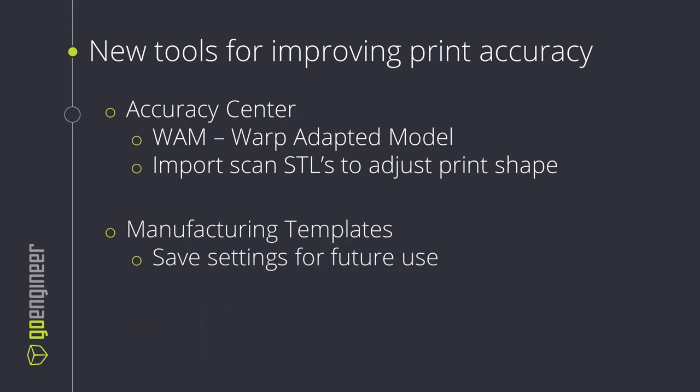GrabCAD Print Pro is an upgraded paid version of GrabCAD Print that comes with many new features. Some of these can be used to help improve accuracy of your prints, including the new Accuracy Center. This features a tool called WAM, W-A-M, or Warp Adapted Modeling. This will take a 3D scan of your printed file, re-import it back into GrabCAD Print Pro, and then update the print parameters and print shape of your current part to ensure that you're getting the most accuracy possible.